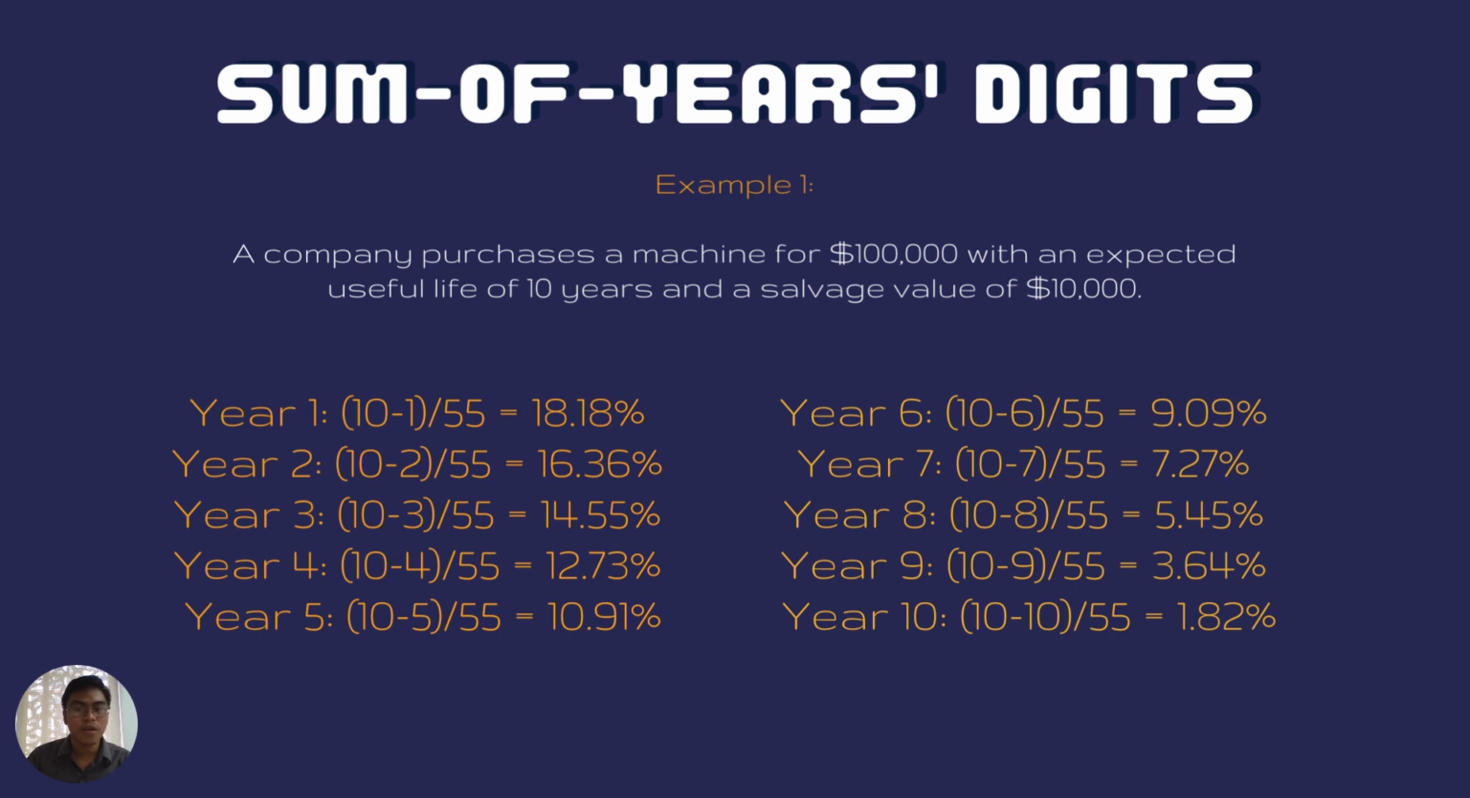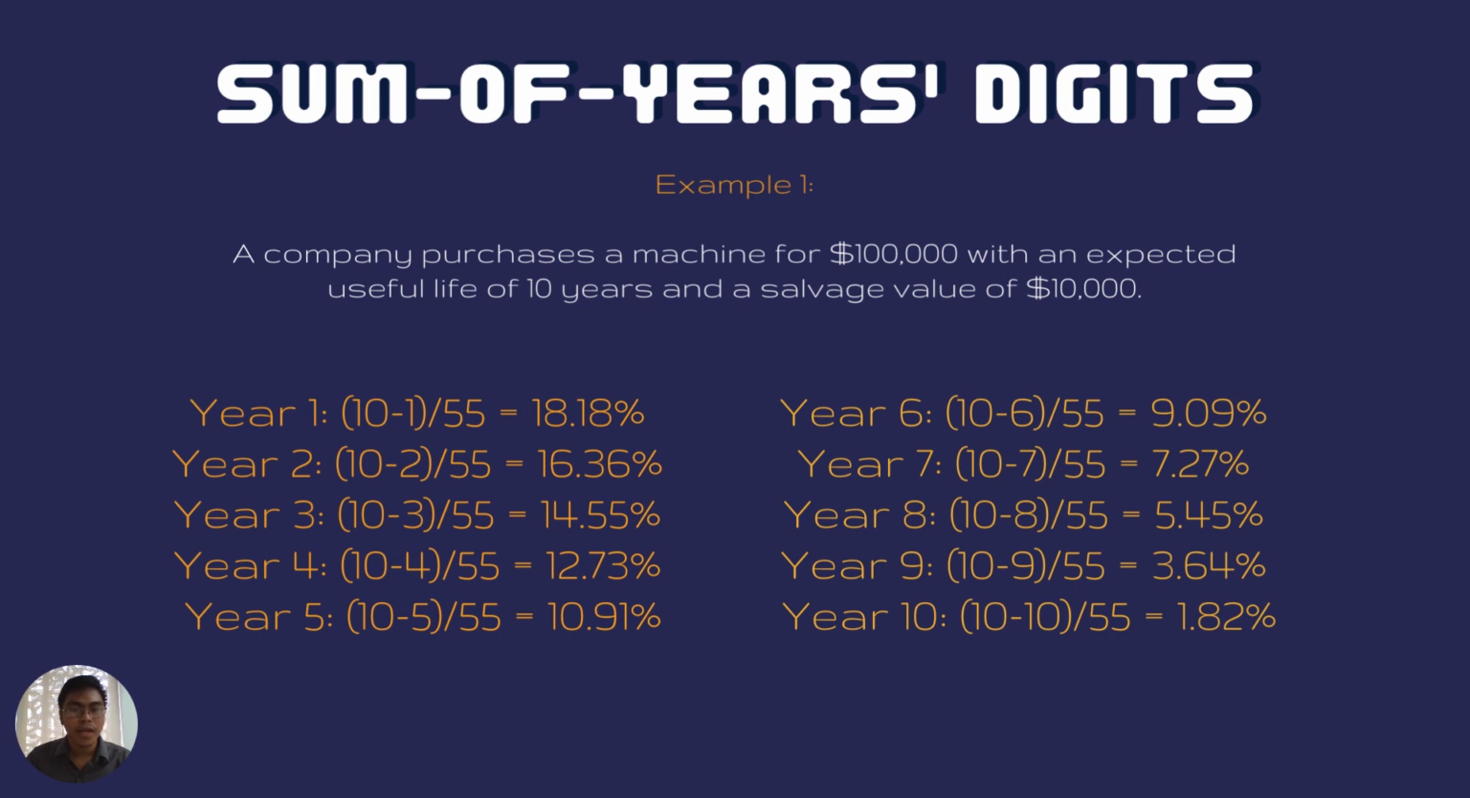As you can see, in year 1, 10 minus 1 divided by 55 is equal to 18.18%. Next, in year 2, 10 minus 2 divided by 55 is equal to 14.55%. In year 3, 10 minus 3 is equal to 7 divided by 55 is equal to 12.73%.